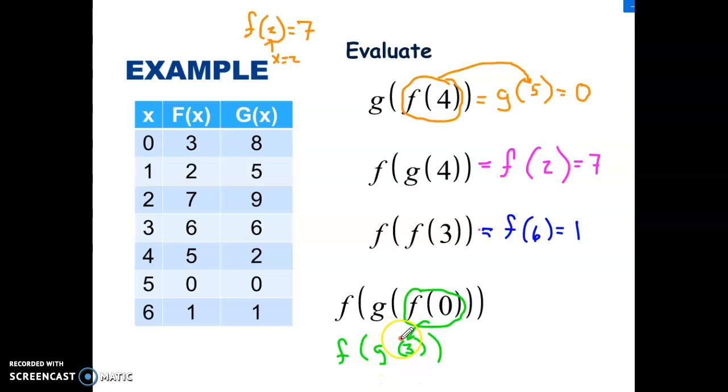So my next layer is I got to figure out what's the output for the g function when x is 3. And so I'm looking at the x value 3, and I go to the g and I see 6, so I replace it with 6. And my last thing to do here is I'm taking 6, plugging it into the f function, once again trying to find the output on the f function when x is 6, and that gives me 1, and so there's my final answer. And so that's how we play the game with tables of data.